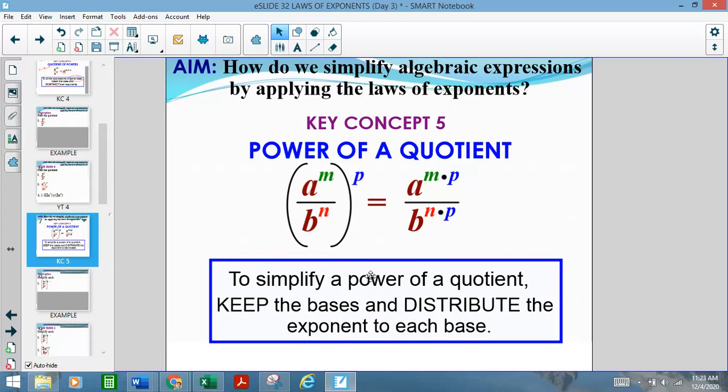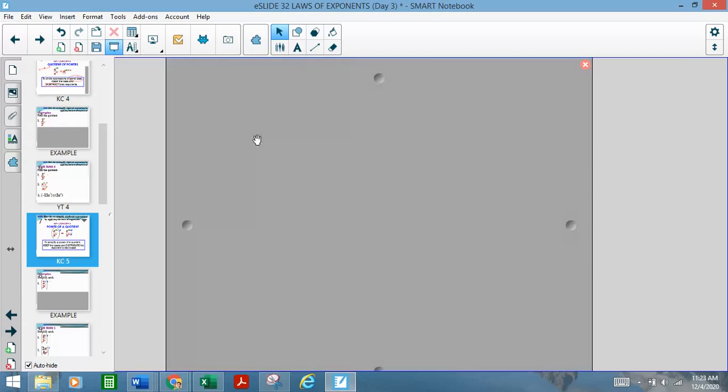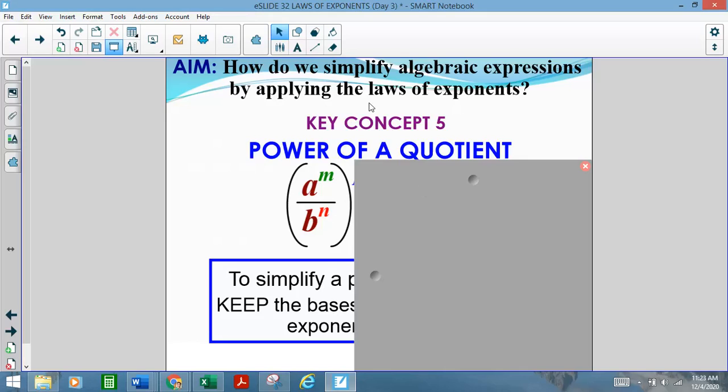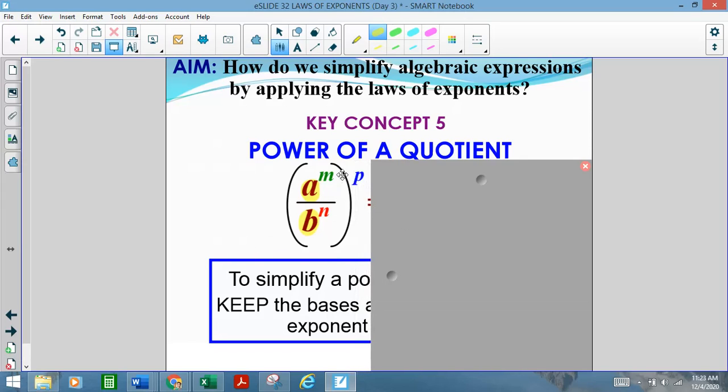Key concept number 5 is the power of a quotient. So if you notice, we now have a power of a quotient happening here. What do you notice, though, that is different about this particular quotient? It turns out that they don't have the same base. So we have our A and we have our B. They are not the same. But we do still need to simplify the power or the exponent that is outside of the parentheses to what's inside.